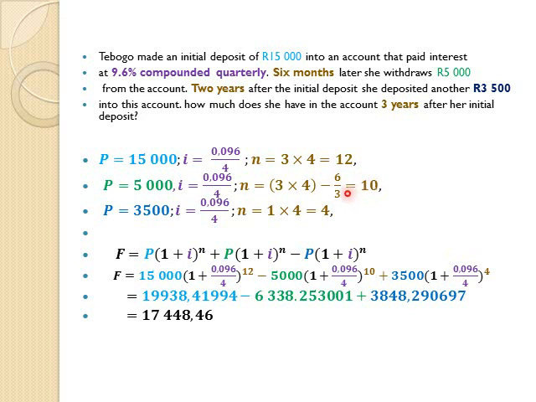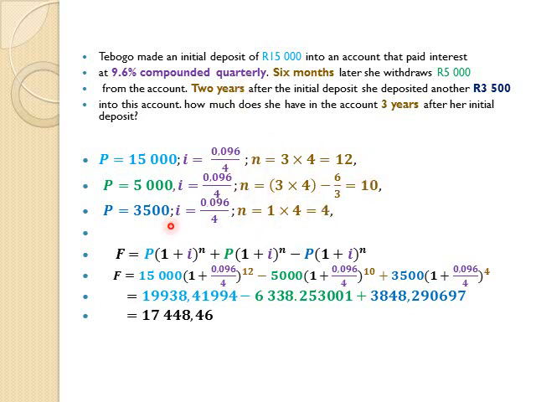Right? So there, 6 months, every quarter, so every 3 months, that gives me 2. So after 2 quarters, she's withdrawing 5,000. So that means 12 minus the 2 gives me 10 quarters. My apologies. 2 years after the initial deposit, she deposited another 3,500 into this account. Right, so 2 years later, so for 1 year, she's still investing. So 3,500, interest 0.096 over 4, and n equals the 1 year times 4 for quarters, which gives me 4.